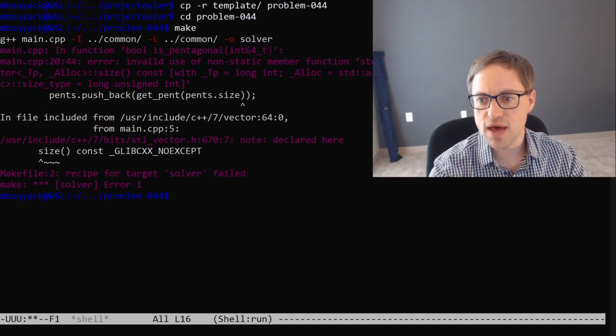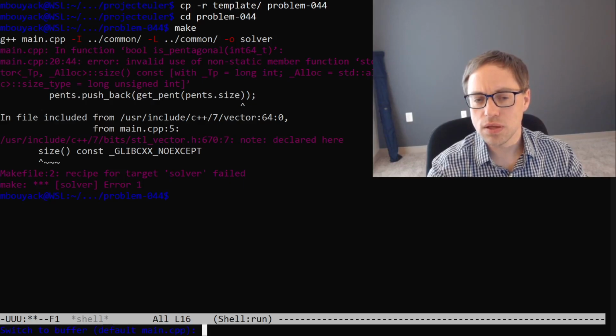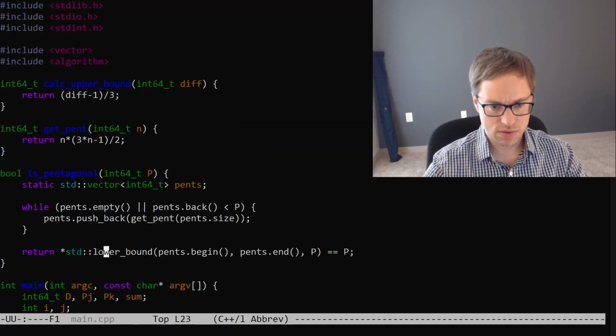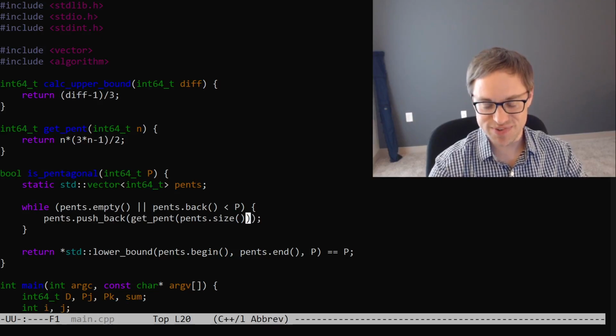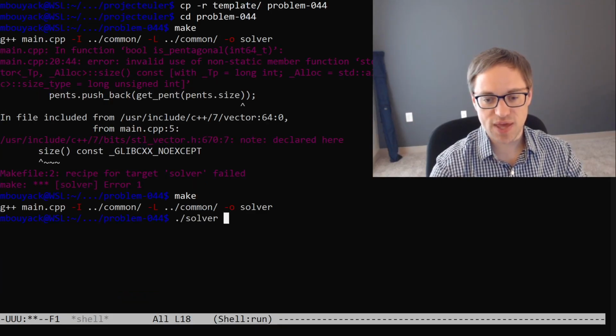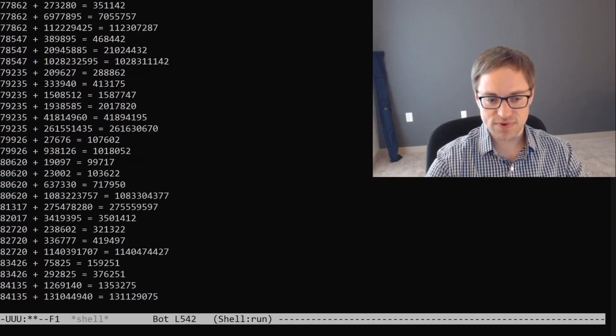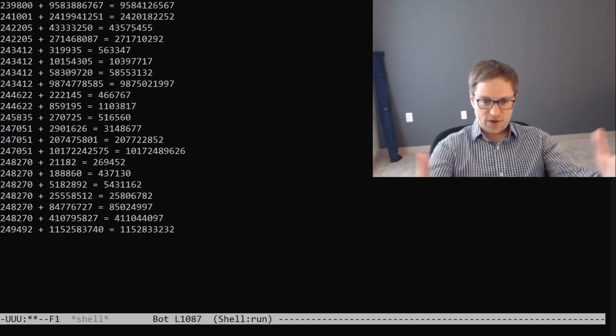Pence should have a size function. Oh, I didn't actually make it a function. I just used it as a member. Okay, there we go. We'll make, and we can execute. And there we go.